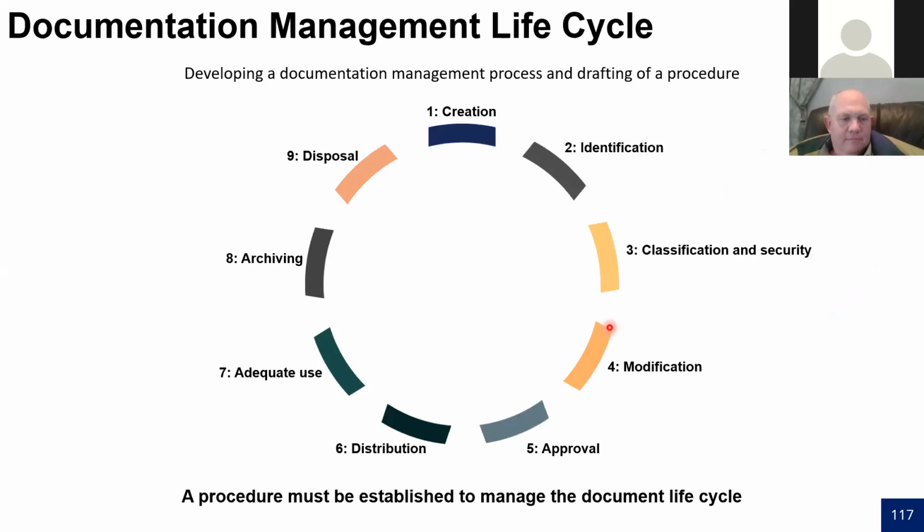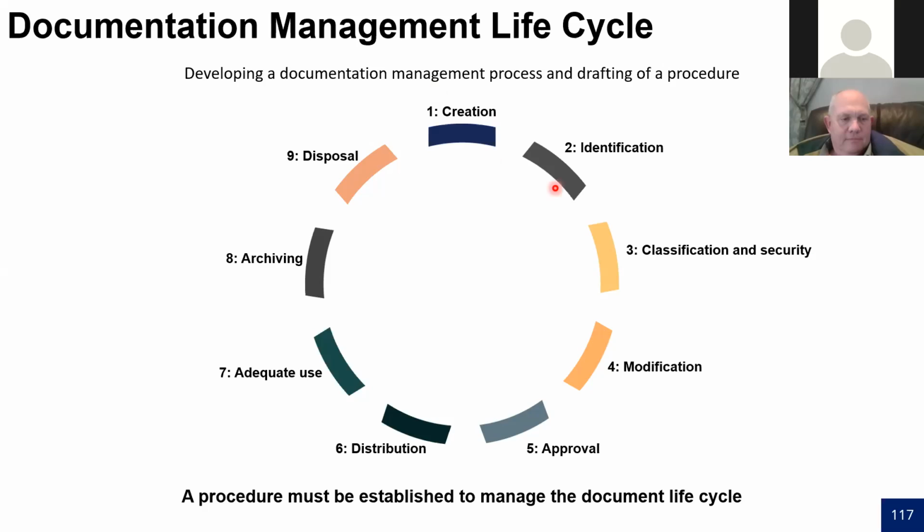So this is the documentation management lifecycle. Firstly, we are speaking about the creation of it. How do you create it? Why do you create it? And where does it link onto? What is the link that says it is linking onto a level 1, level 2, level 3, or level 4 document?